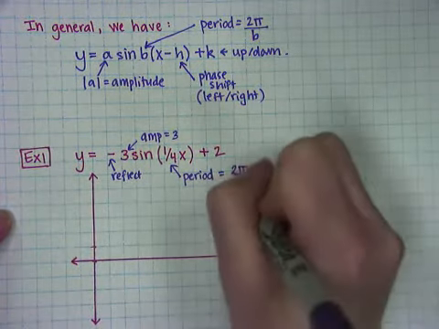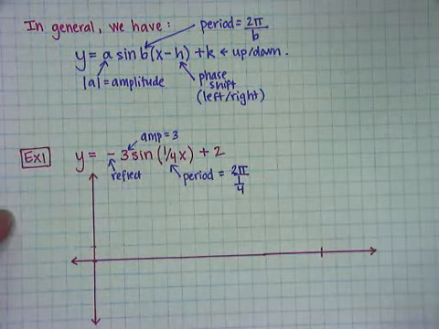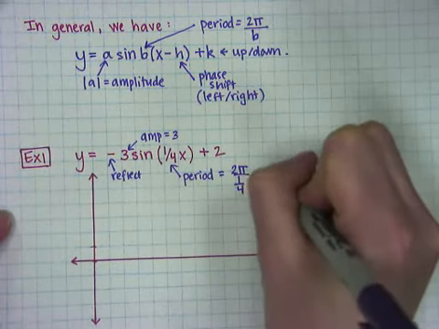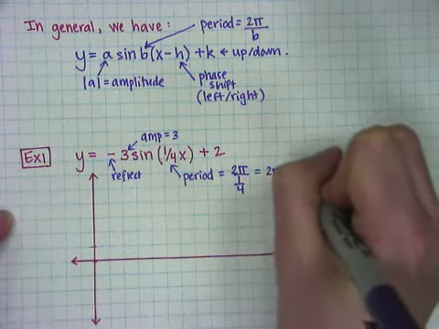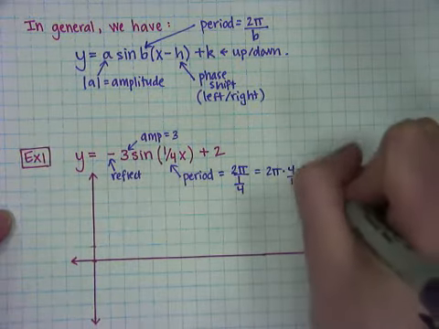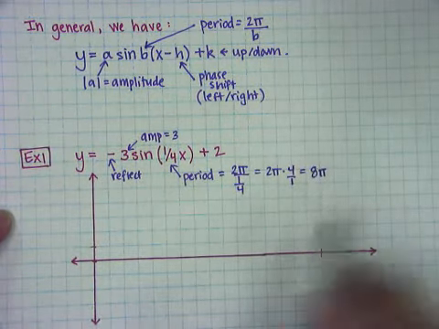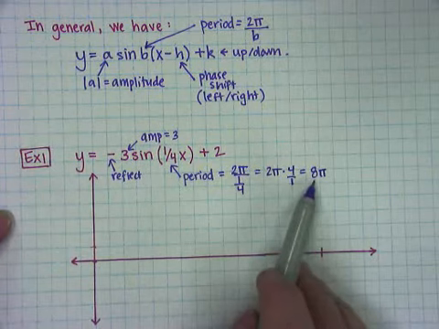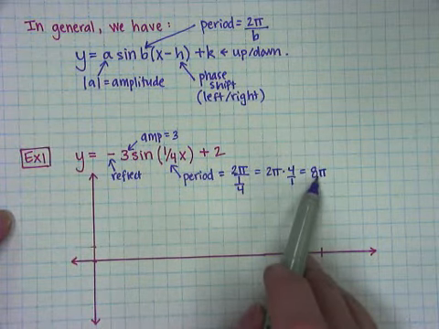So I would do 2 pi over 1/4 to find this algebraically. Dividing fractions is easy as pi: flip the bottom and multiply. 2 pi times 4 gives me 8 pi. So instead of being 2 pi, my period is now going to be 8 pi.